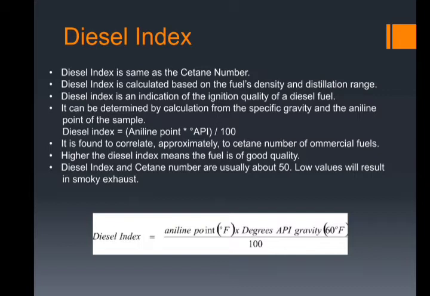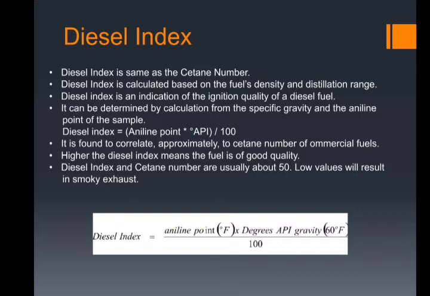The thing is that the cetane number is calculated based on the percentage of cetane, which is hexadecane, in a combustible mixture having properties the same as that of the diesel fuel tested, and diesel index is calculated based on the fuel's density and distillation range. The increase in both diesel index and cetane number indicates good quality fuel.